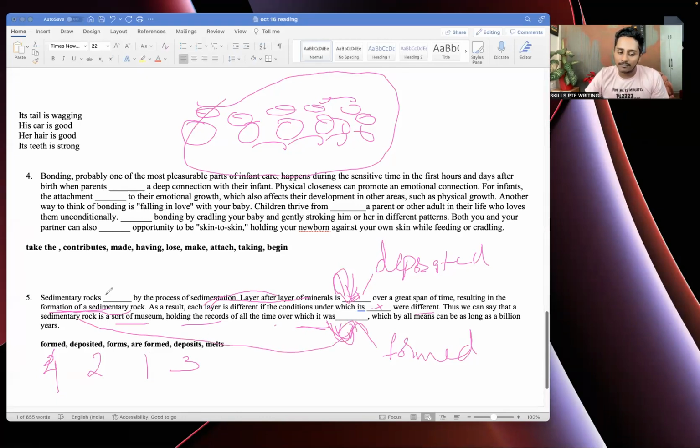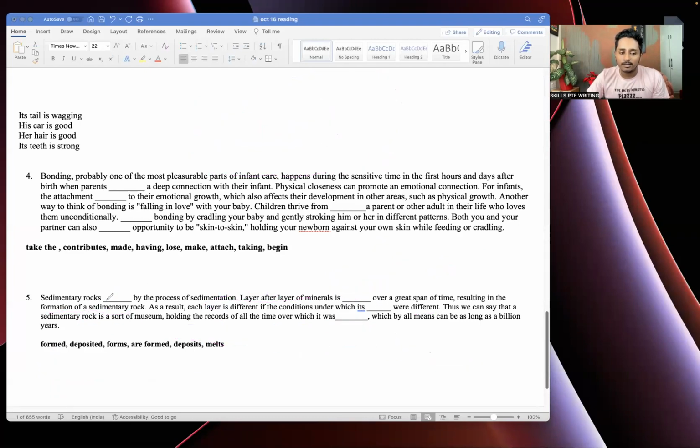First one is are formed, second one deposited, third one deposits, fourth one formed. So very simple, it is formation of sedimentary rock, which it was formed. Sedimentary rock was not deposited, it was formed. Layer of minerals is deposited, its deposits were different. It's a little tricky, but like I'm telling you, only when you have a clue, you will know the correct answer. Without clues, you will go crazy. The two things here: sedimentary rocks are not deposited, they are formed. Deposit means you keep.